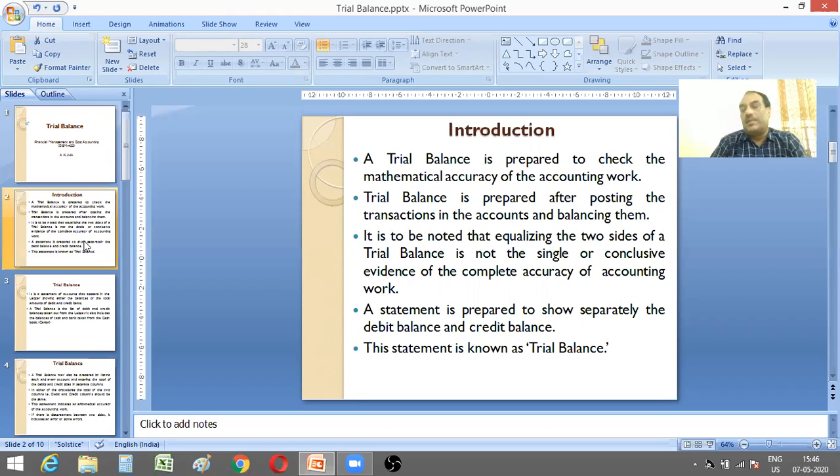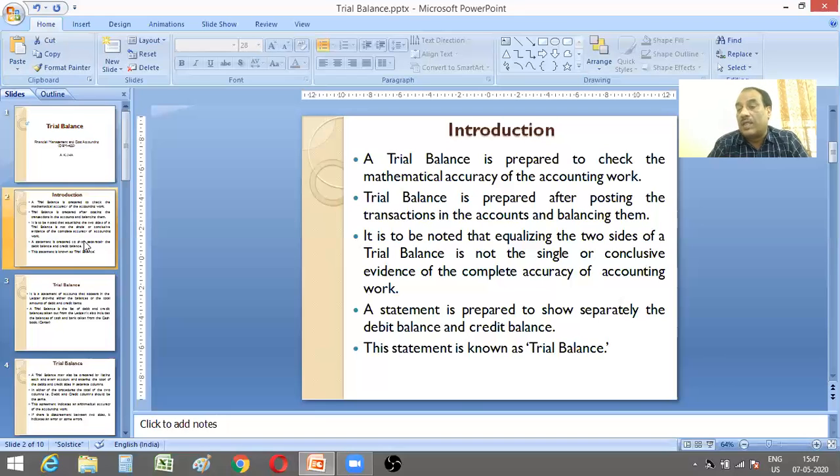Trial balance is prepared, as I have already told you, after posting the transactions in the accounts and balancing them. So once we balance the ledger accounts, then we go for preparing the trial balance. It is to be noted that equalizing the two sides of a trial balance is not the single or conclusive evidence of complete accuracy of accounting. Although the trial balance helps us in ascertaining the arithmetical accuracy of the accounting work, it is not the sole evidence from which it can be concluded that there is no error.